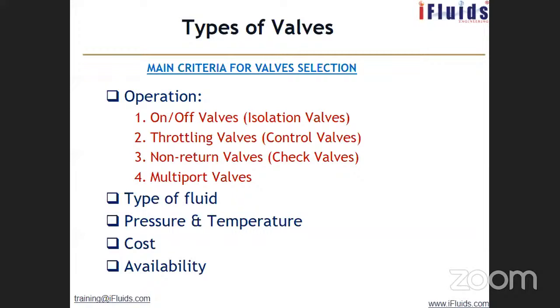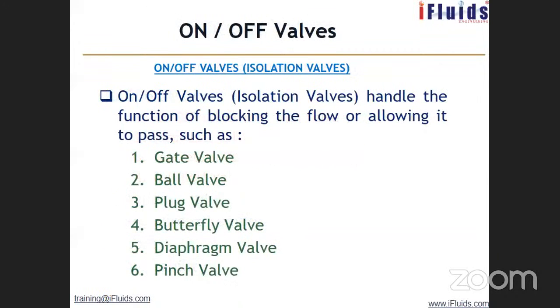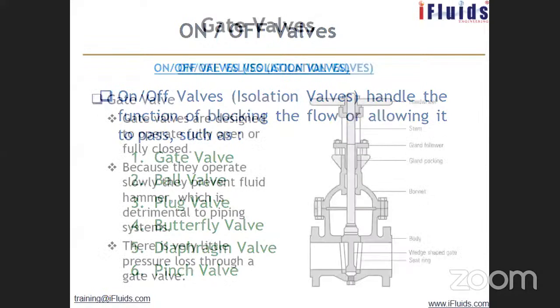In emergency situations, we will immediately require the valve, which means you cannot wait for the valve to be fabricated and supplied. So on-off valves are for isolation purposes, which we have seen, and they will either open and allow the flow fully, or close and block the flow. These are all the valves which can be used as on-off valves: gate valve, ball valve, plug valve, butterfly valve, diaphragm valve, and pinch valve. I will show the pictures, then you will have a better understanding of the types of valves.